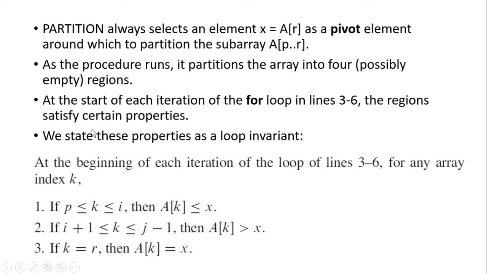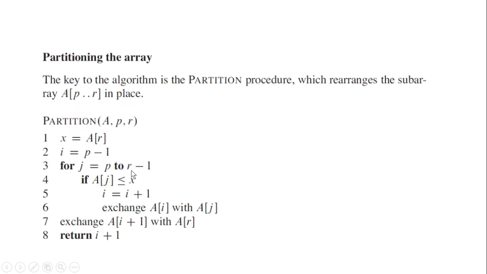At the beginning of each iteration of the loop of lines 3 to 6, for any array index k. Now here are lines 3 to 6. For j = p to r-1, if A[j] is less than or equal to x, then i = i+1, exchange A[i] with A[j]. Now exchange A[i+1] with A[r], then return i+1.